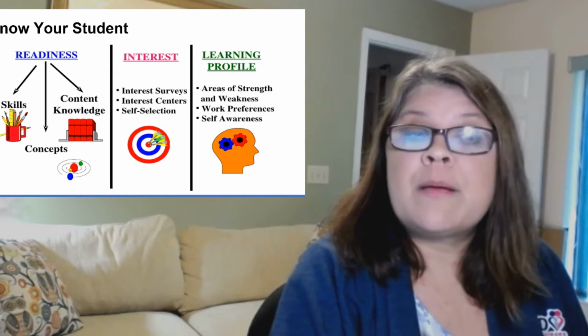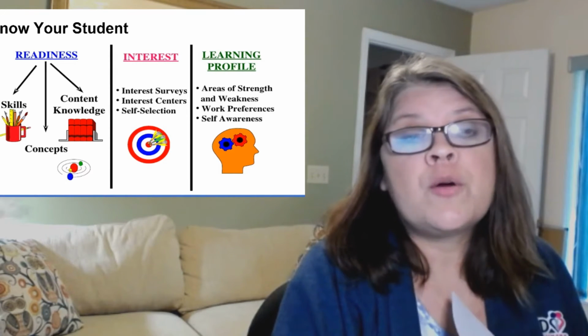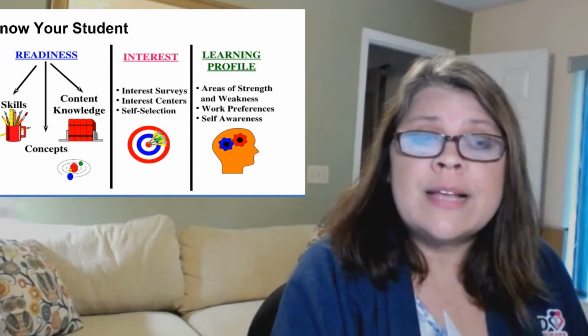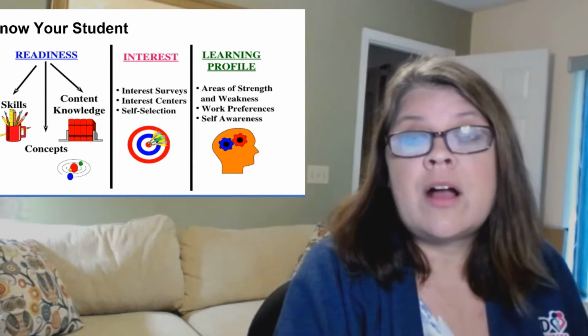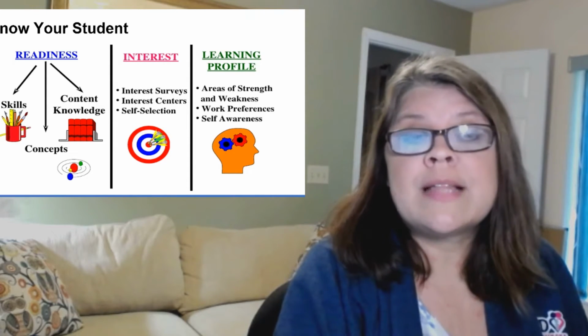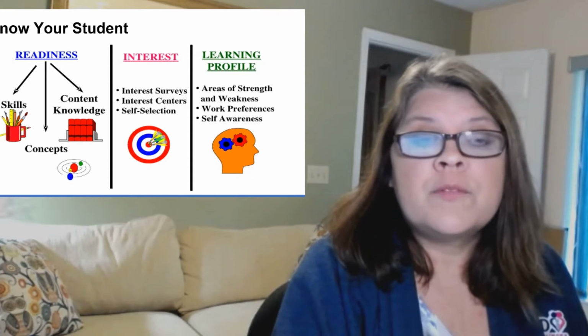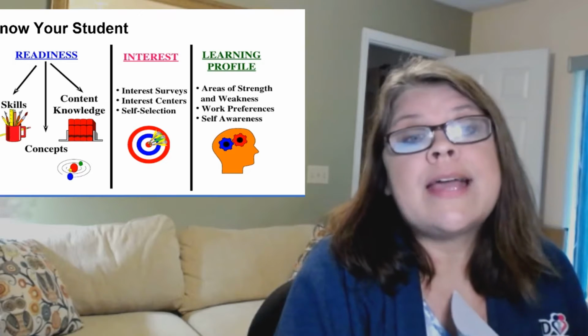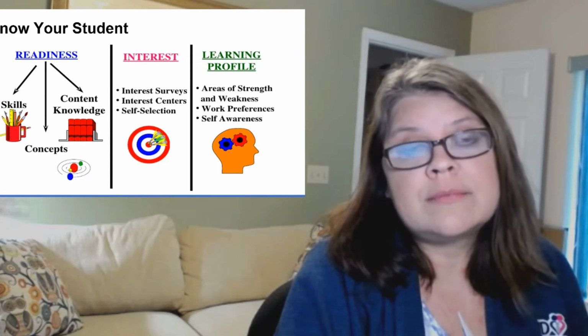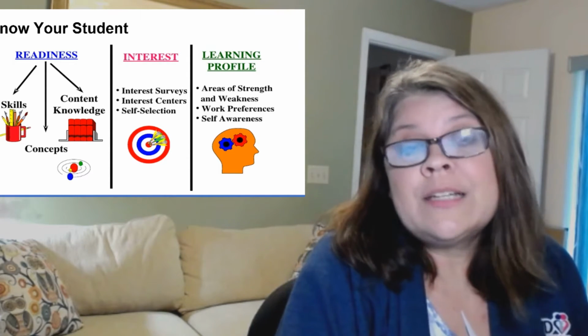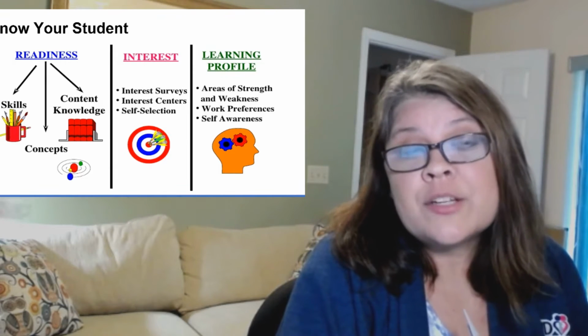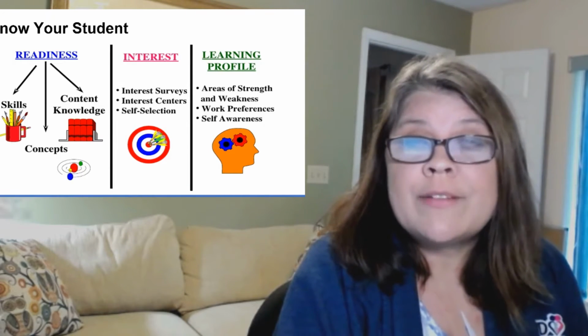So, for example, readiness refers to a student's knowledge and skill level regarding given content. So a student's readiness level might vary across subjects or content areas. For example, a student may have extensive knowledge about ancient Egypt, but have very little knowledge about the Incan civilization, depending on what kind of interest they have.